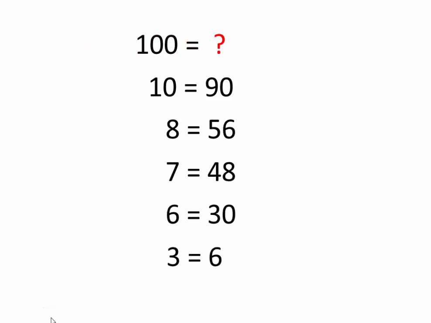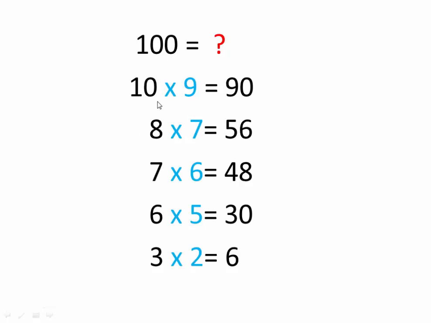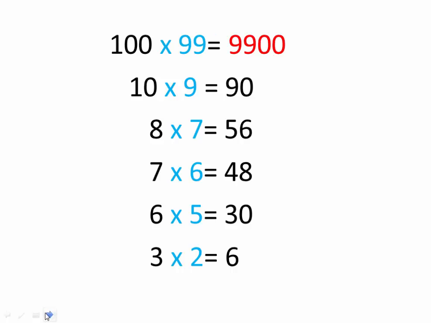If we had a question like this, with no particular pattern on the left, but we noticed that when we times by the number before it, so 10 take away 1 was 9, then we get the answer, then we can straight away say times 99 equals 9,900.